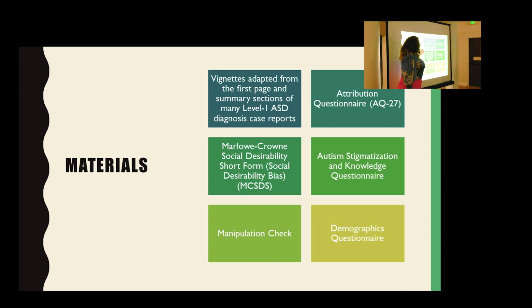I also used the Marlowe-Crowne social desirability short form to assess the social desirability bias of my sample, or their need for social acceptance, which has been found to be an issue in stigmatization research before, because people are more likely to distort their responses because of their need for social acceptance, especially in sensitive topics like prejudice and mental illness. I also used the novel Autism Stigmatization and Knowledge questionnaire. I included a manipulation check to ensure that they remembered the gender and diagnosis label of the character, and a demographics questionnaire.